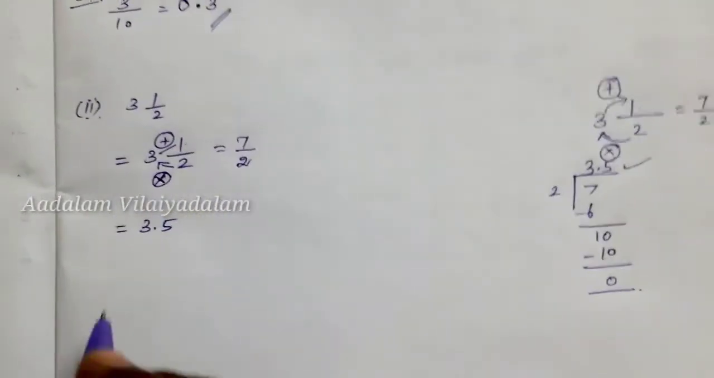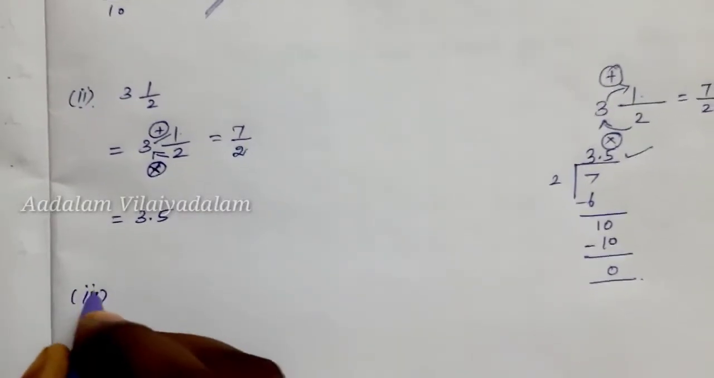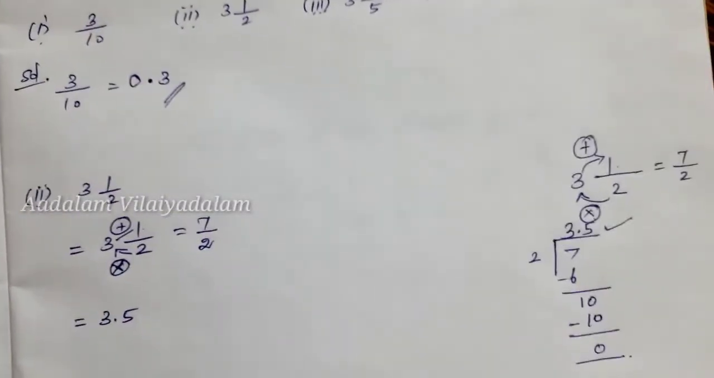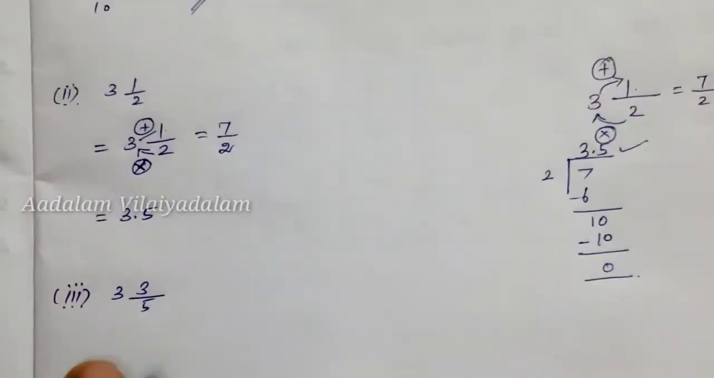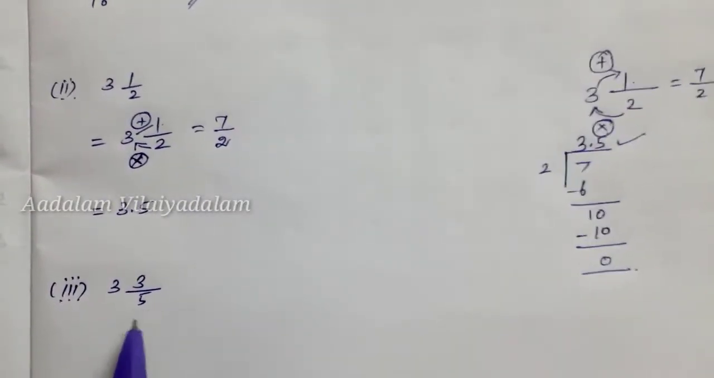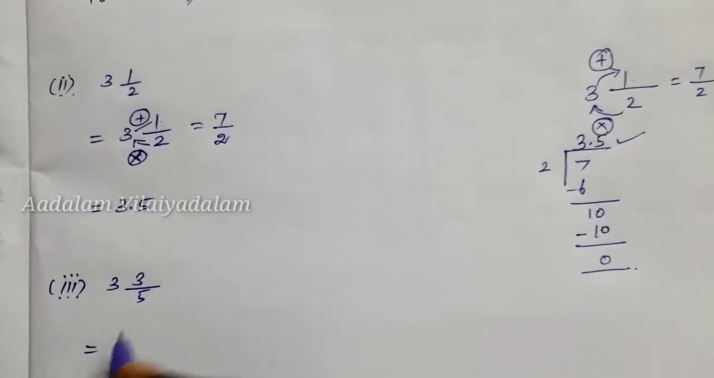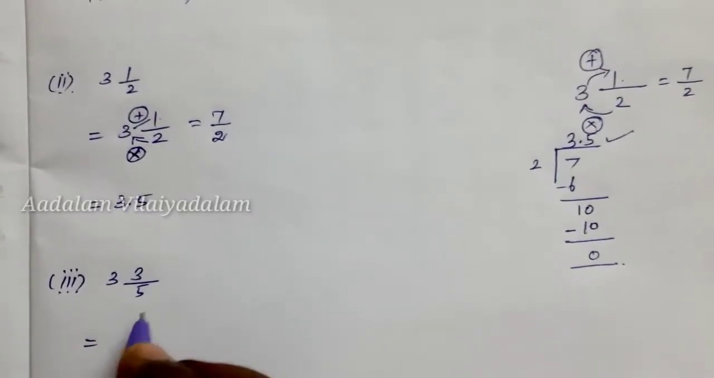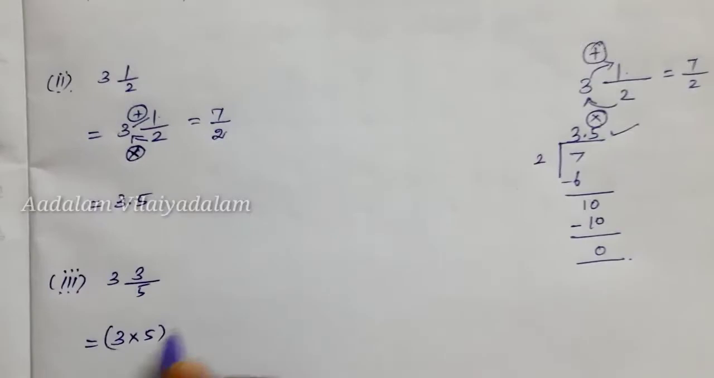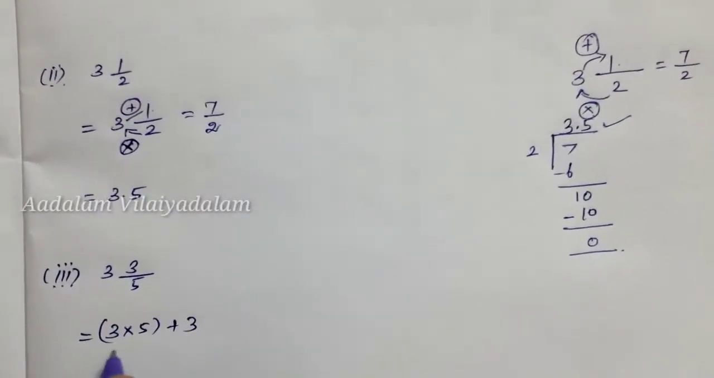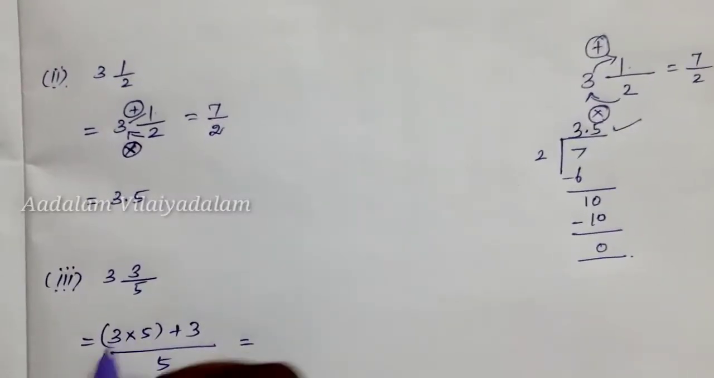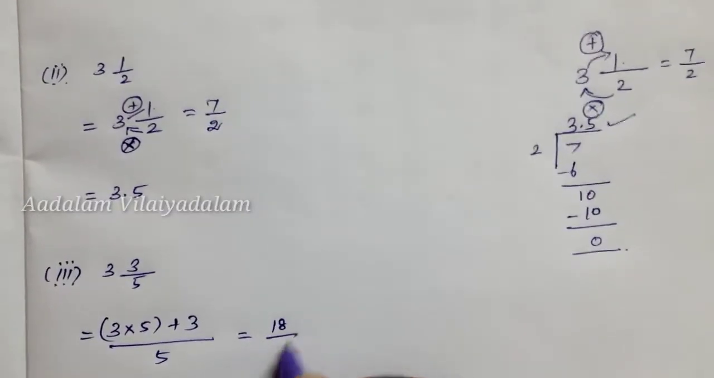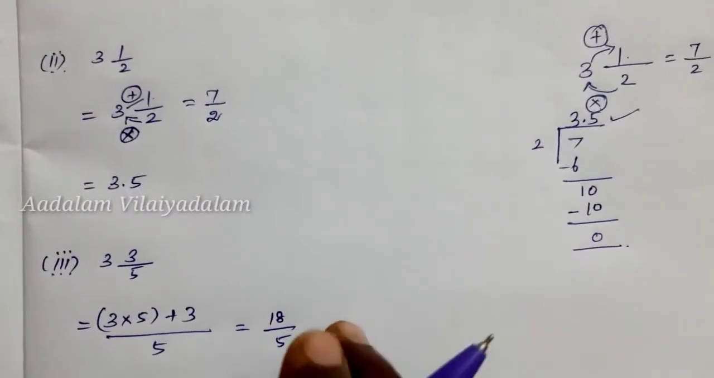What is the other method? We can see it in the next sum. The question is 3 3 by 5. Here you see, we need to change this mixed fraction into an improper fraction. So if we change it, what happens? 3 5s are 15, and 15 plus 3, we can add the numerator 3 with the denominator remaining the same. So we get 18 by 5. Now this is the required improper fraction.